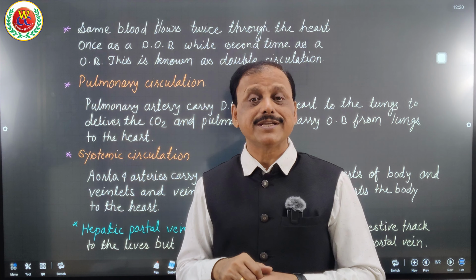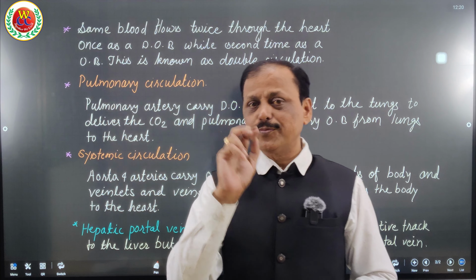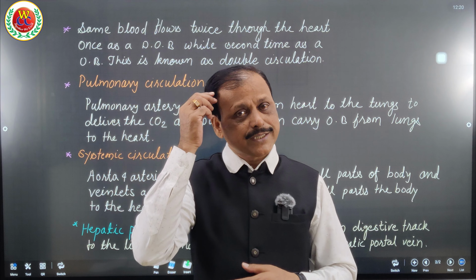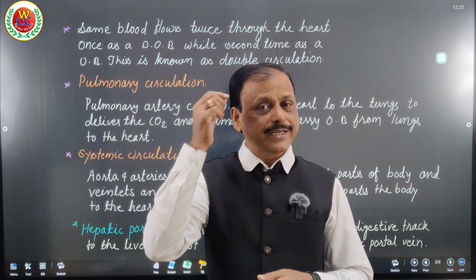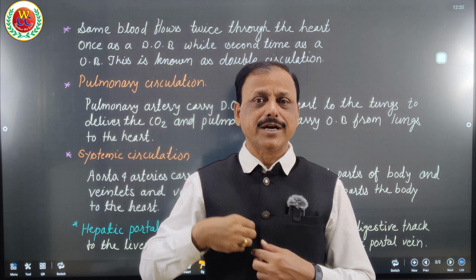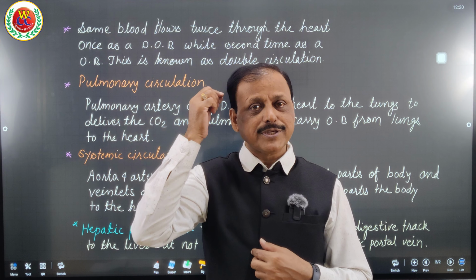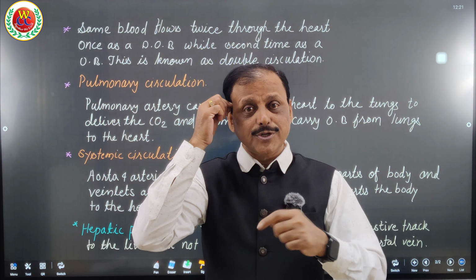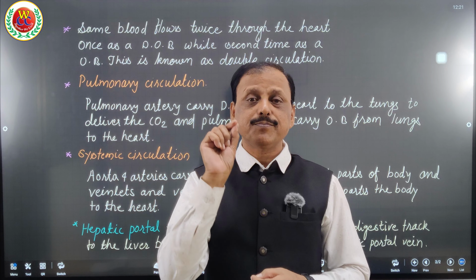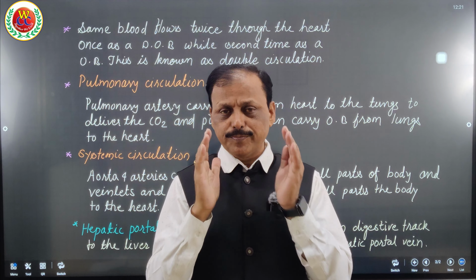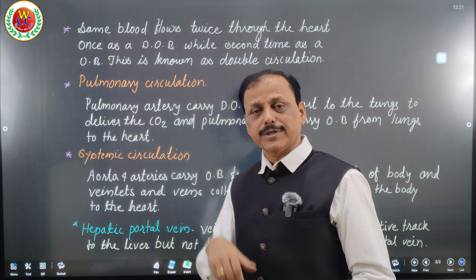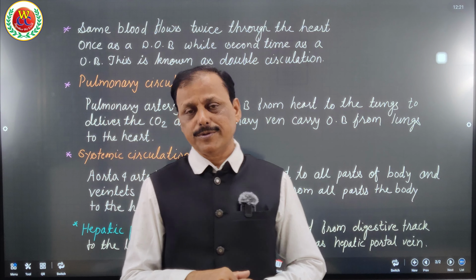So what is a portal vein? A question can be asked. There are two portal veins in your body. One is the hepatic portal vein, which I explained to you. Another is the hypophyseal portal vein that connects the hypothalamus with the pituitary. Instead of carrying blood from the hypothalamus to the heart, it carries blood from the hypothalamus to the pituitary to transfer the neurohormones from the hypothalamus to the pituitary. That vein is known as the hypophyseal portal vein. So please remember this for NEET, that we have two portal veins: one is the hepatic portal vein and another is the hypophyseal portal vein.